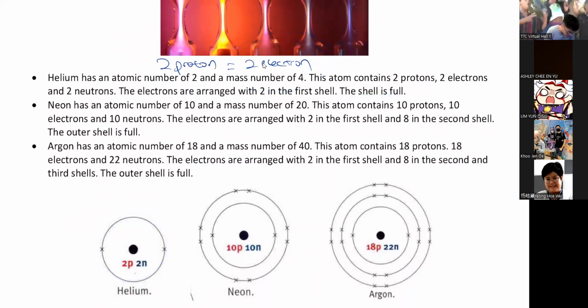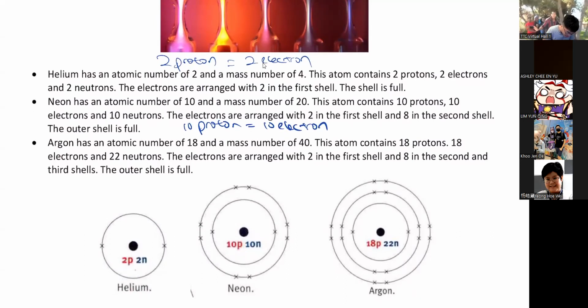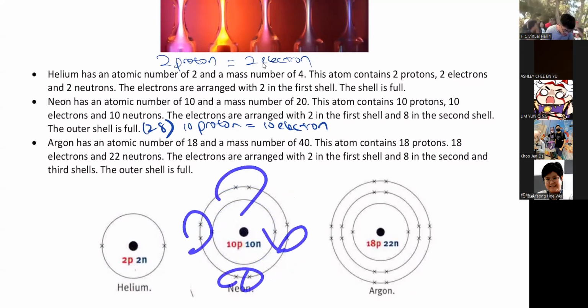And then the second one, neon, is 10. 10 means they have 10 protons and 10 electrons. So how do they fill? They fill like this, 2.8. Is it mentioned here? Oh, no, it's not mentioned here. So you can write this down. Your neon is 2.8. The first shell they put 2, the second shell they put 8. So you see, the second shell is full also.